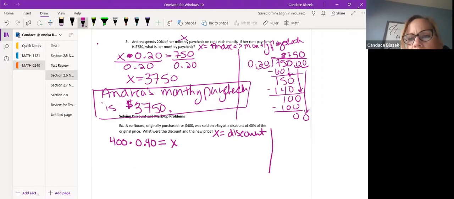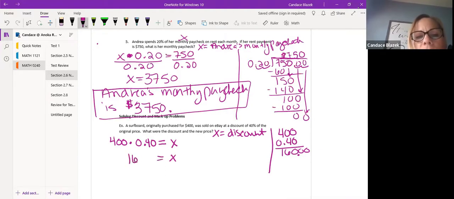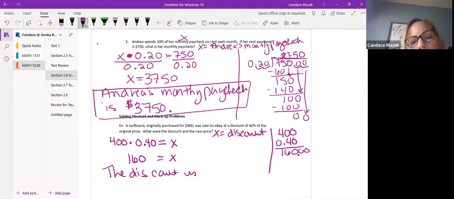All right, so on the little scratch paper, 400 times 0.40. I have 1, 2, 3 zeros, and then 4 times 4 is 16. If I start with 2 decimals, I have to have 2 decimals in my answer. So I started with 2 decimals in my multiplication, 2 decimals in my answer. X is equal to $160. All right, so the discount is $160. Again, the $ goes in front, right? It's the American system, USD, $160.